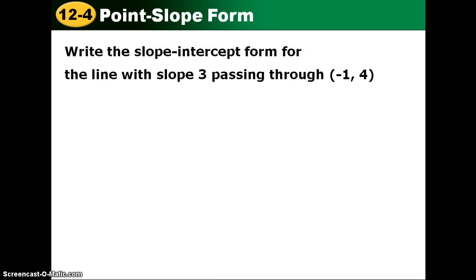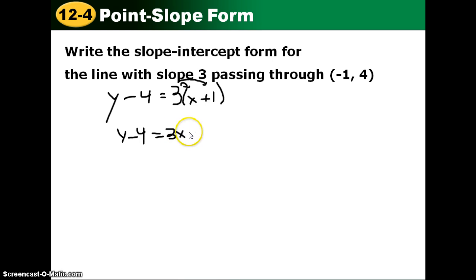Just one little trick to show you. You can also use point-slope form to write slope-intercept form. So if we start by finding the equation in point-slope form, we would have y minus 4 equals 3 times x minus negative 1, which would be x plus 1. If we want to get slope-intercept form, we just want to get y by itself. We can distribute the 3 on the right side so that we get y minus 4 equals 3x plus 3.